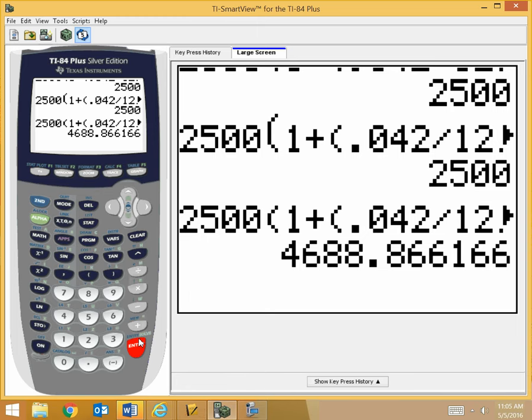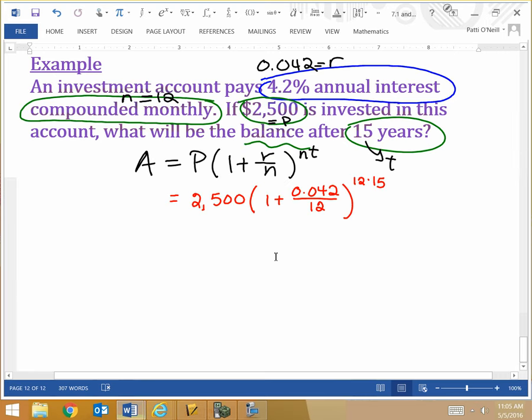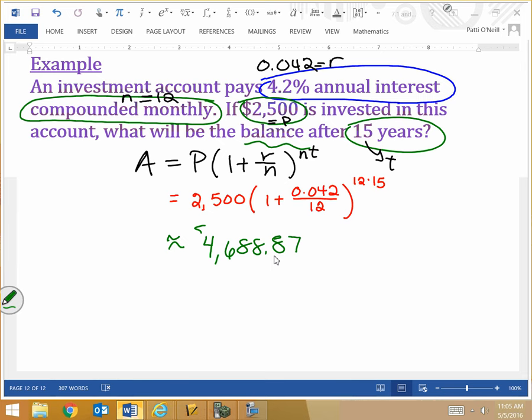The answer I get is $4,688.87. This is going to be one instance where you do have to go to only 2 decimal places because it's a money problem. So you're going to tell me the amount in that account will be $4,688.87. Dollar sign always goes before, please don't put it after.